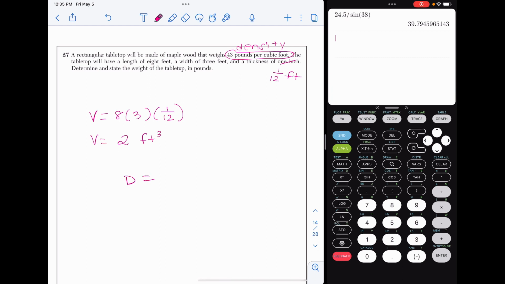Now I'm going to take that and plug that into the density formula. So we know our density is 43. We don't know the mass. That's what we're looking for. Mass is weight. And we know the volume is 2. If I cross multiply here, I'm going to get that the mass is 86 pounds.